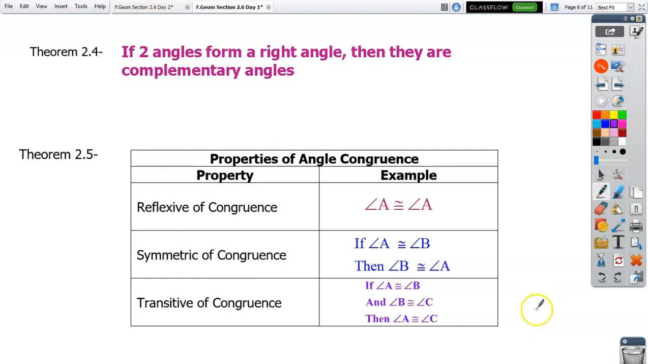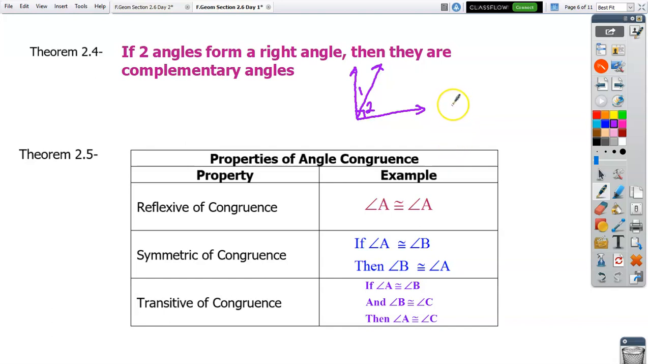Next page. Theorem 2.4. If two angles form a right angle, then they are complementary angles. This is very similar to the last one, but pretty much if you have two angles that add up to 90 degrees, like say 1 and 2, then they are complementary angles. They make this right angle right here, so they are complementary.